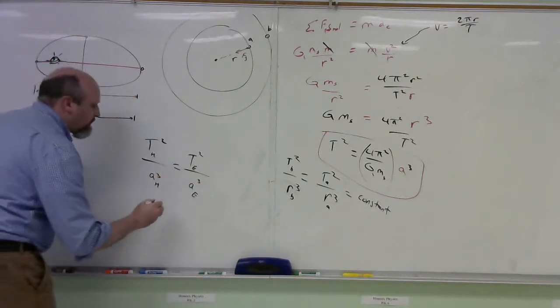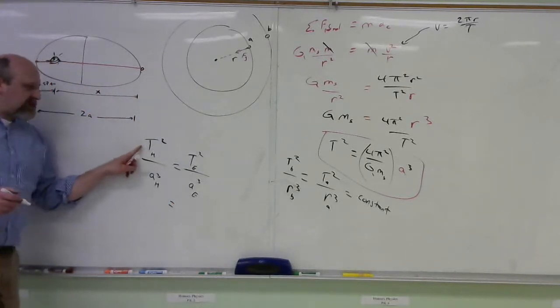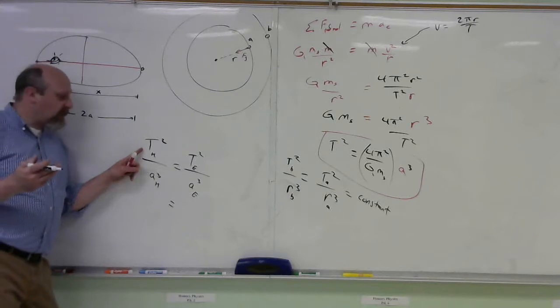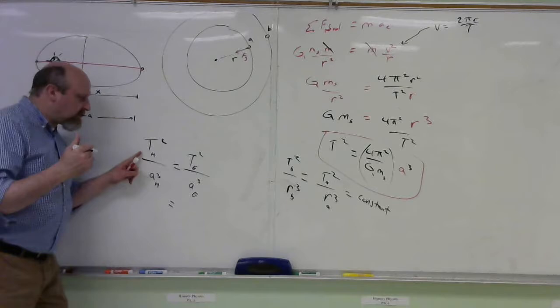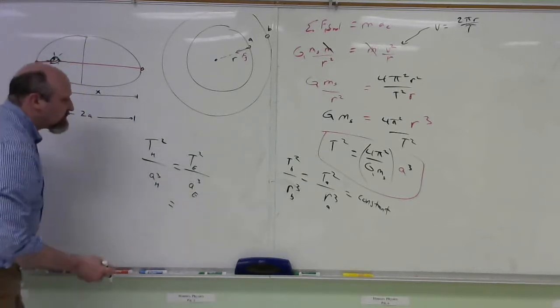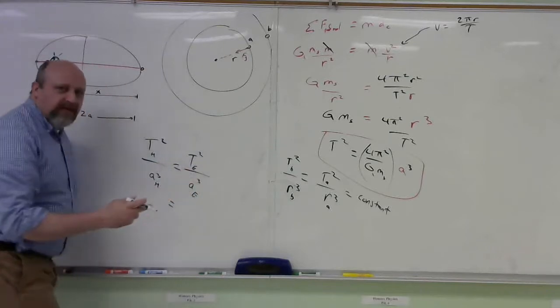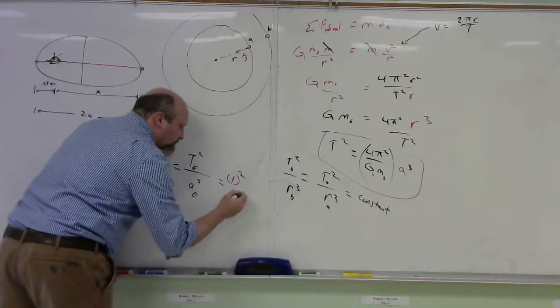But wait, they were really nice, and they gave us the period for the Halley's Comet orbit in years. That's kind of handy, because if I'm going to do this ratio and compare these, they have to be in the same units. And if I use years, you know what the time for Earth's orbit is? 1 year. So that turns into just 1 squared on top.